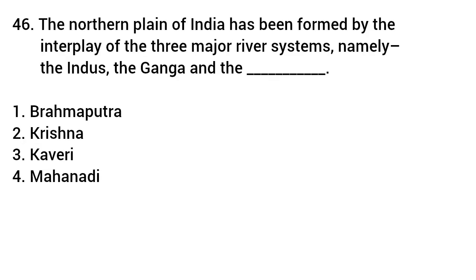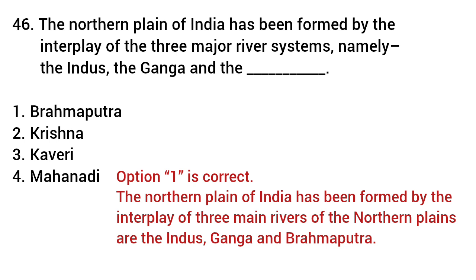The northern plain of India has been formed by the interplay of the three major river systems, namely the Indus, the Ganga, and the Answer. Option 1 is correct. The northern plain of India has been formed by the interplay of three main rivers of northern plains, the Indus, Ganga, and Brahmaputra.